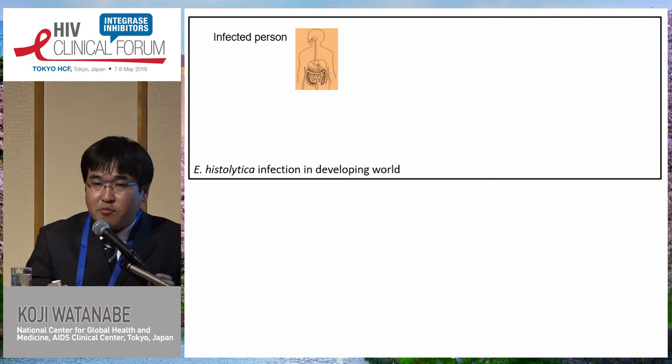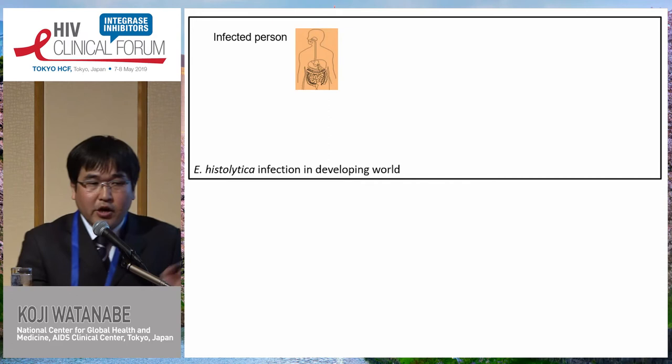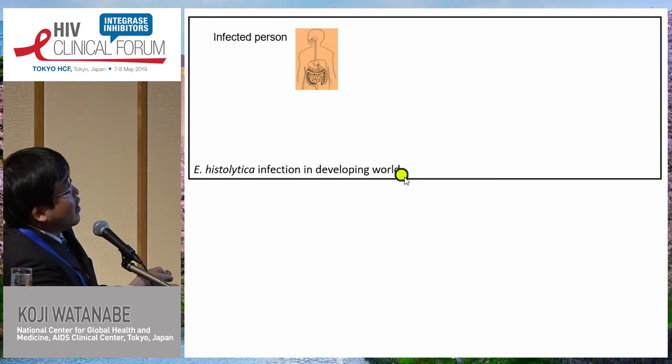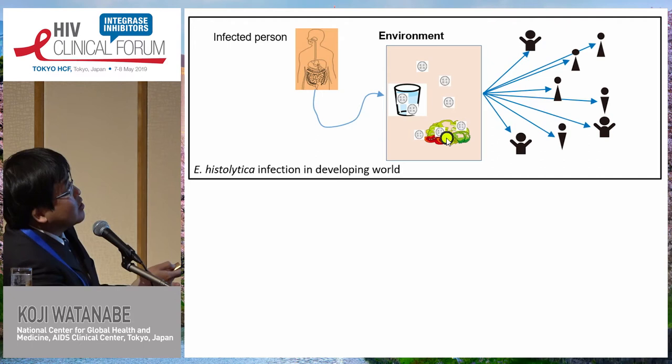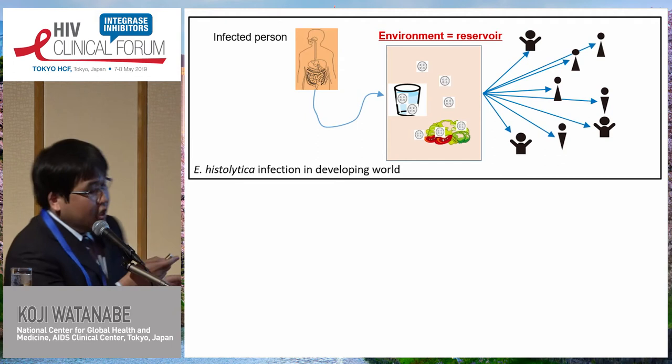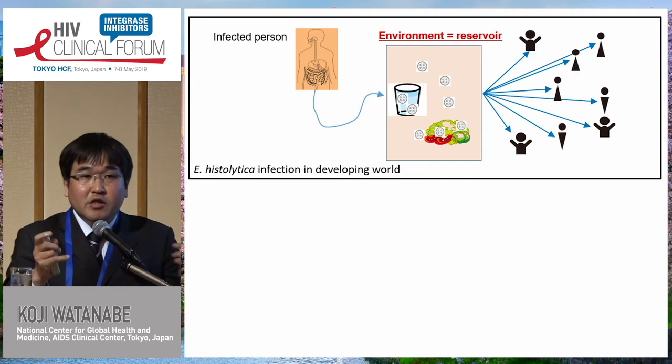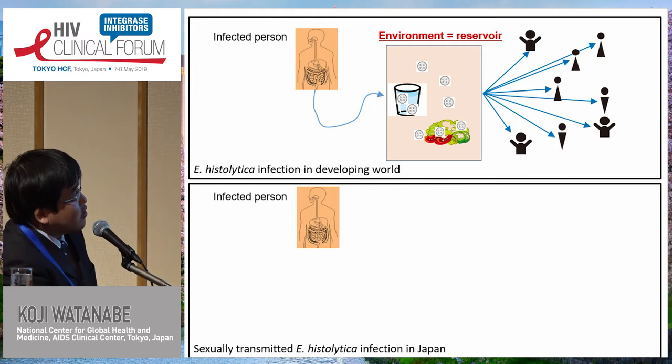So this is a schema of the transmission route of Entamoeba histolytica in developing countries and in our country. This is the schema for developing countries. Infected people contaminate the environment with the cyst form, and this spreads to people. So the reservoir target for epidemiological control is the environment. Clean water and clean food are needed for prevention and epidemiological control of E. histolytica infection.